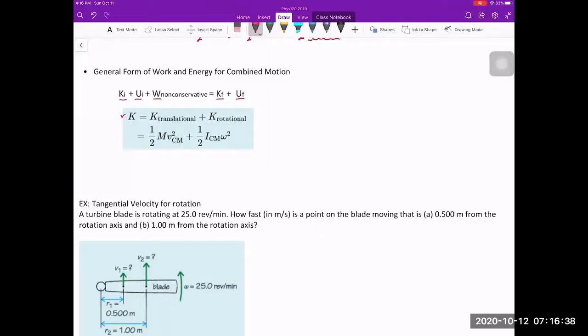If you have an object doing two different kinds of motion at the same time, how could you have these things happening? Well, this actually is the most common kind of motion.